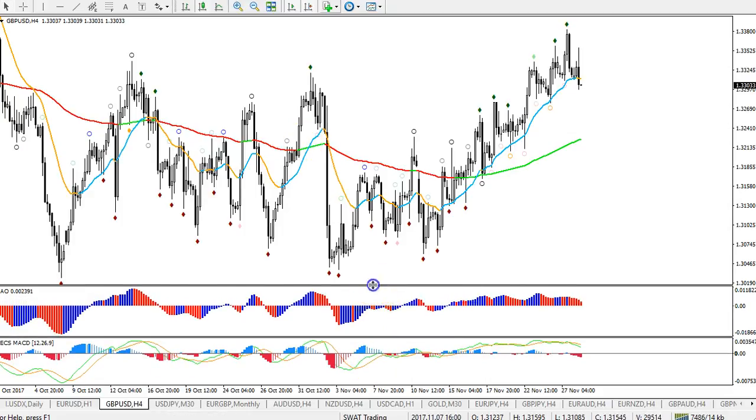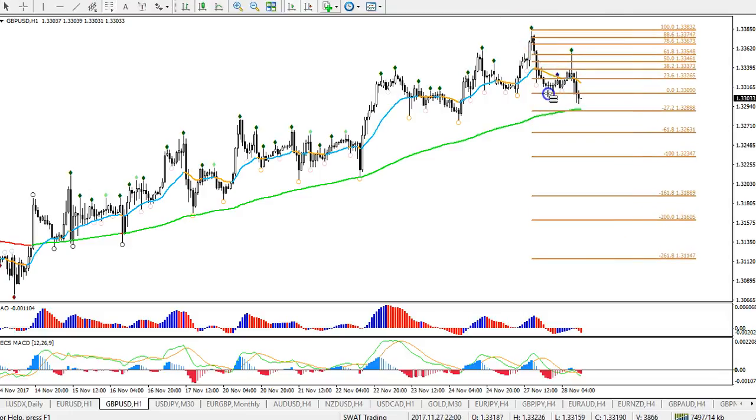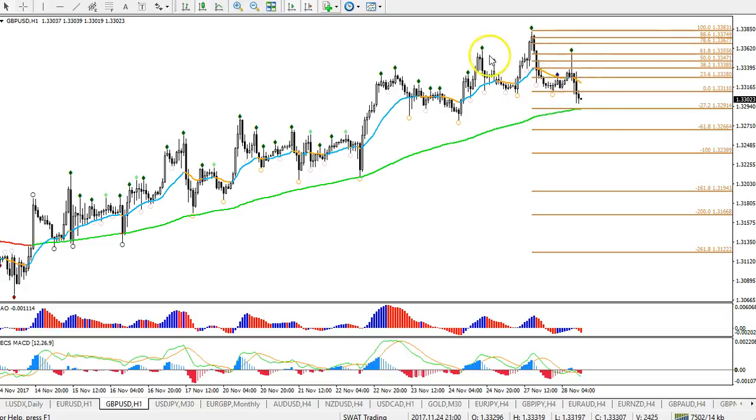Basically, price is showing divergence on the hourly chart between these tops. That's why I was expecting an ABC. And in my wave analysis, I had a fib from here to here, like this, and basically expected kind of a head and shoulders pattern, which indeed has happened.